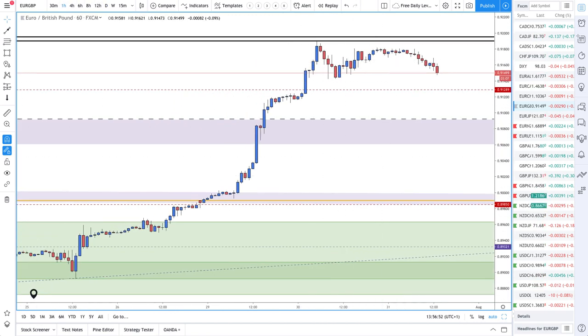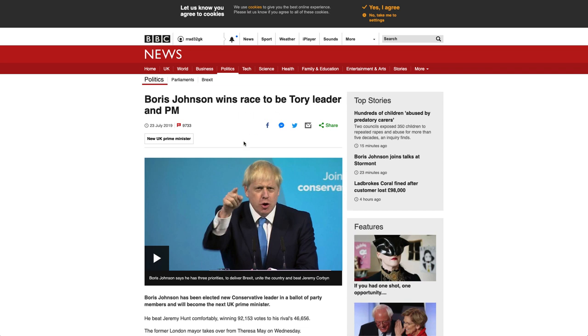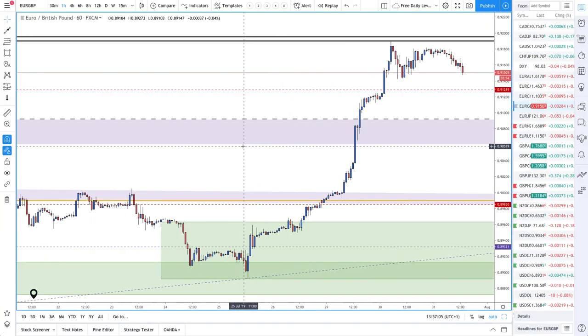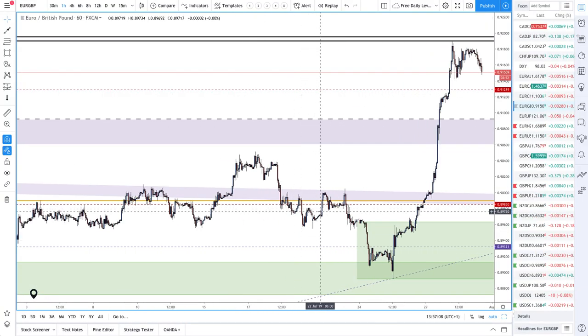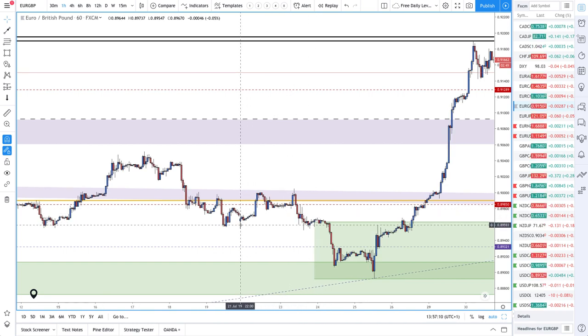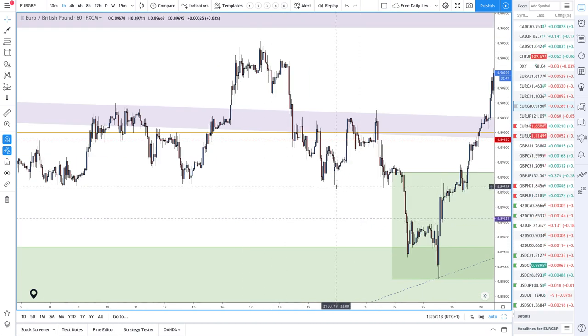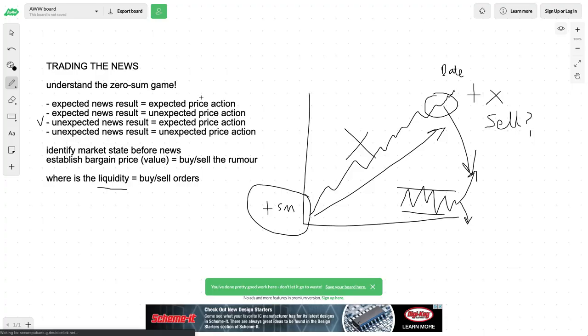So on the day, Boris Johnson wins the race to be Tory leader, and he's now crowned the prime minister. And this was around 12 o'clock, 1 o'clock in the afternoon. So let's go back on the hourly time frame to what happened on that day. We got an expected news result, yeah? And what we don't want to do is trade expected news results, right? That's not where the edge is, yeah? The edge, if you want to trade in real time, is with the unexpected news result.